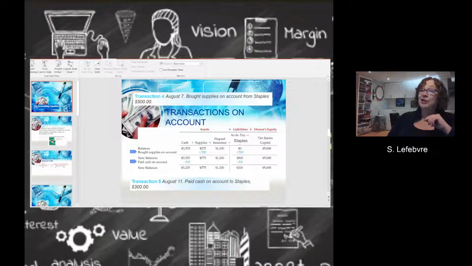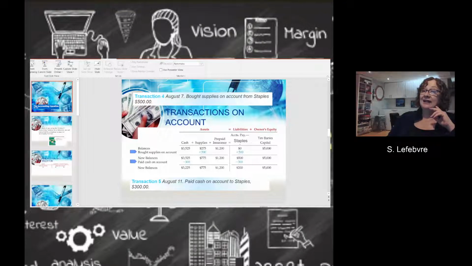So if we bring our new balances down, we can see we have a new balance. We are actually at 5,500. Does the left hand equal the right hand? Yes, it does.